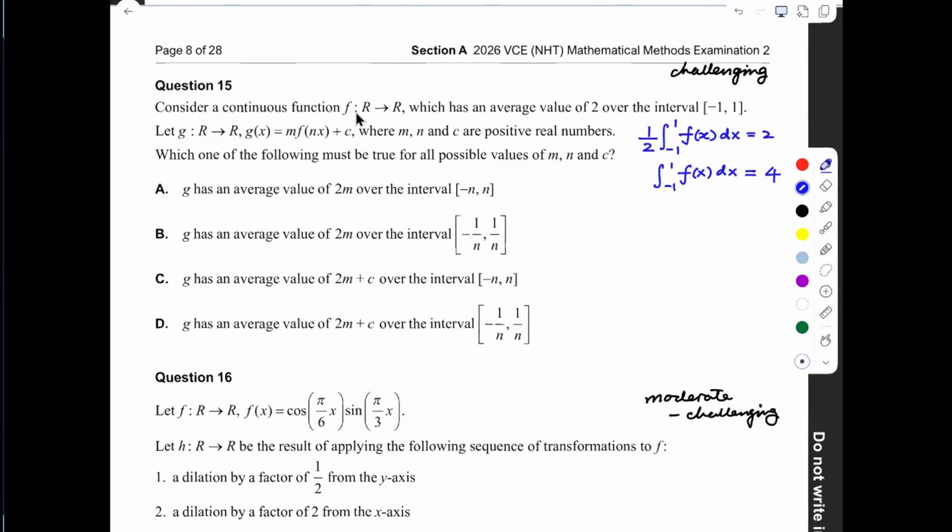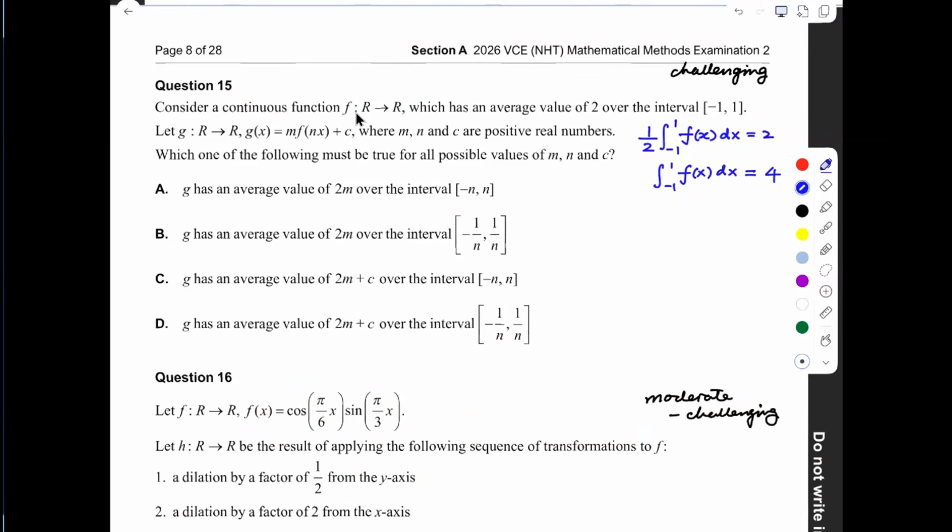By the way, this means a dilation factor of 1 over n horizontally. So if you see the interval like minus n to n, we actually don't multiply n to the interval. We divide everything in the interval by n. So we need to look out for, let's say, minus 1 over n to 1 over n.